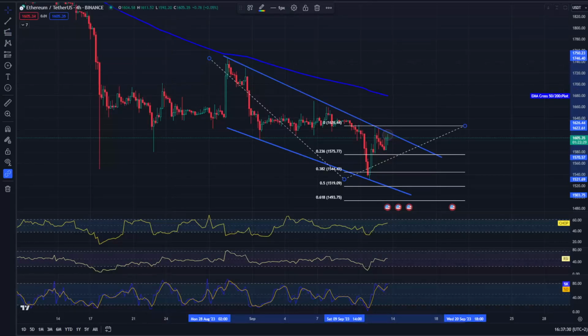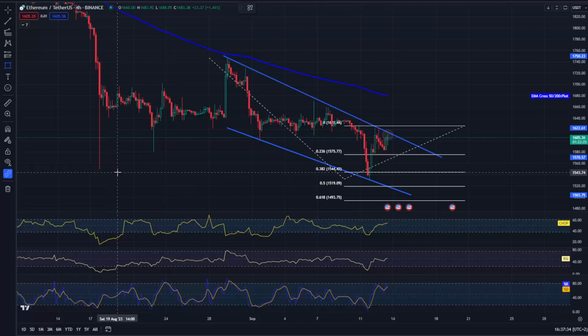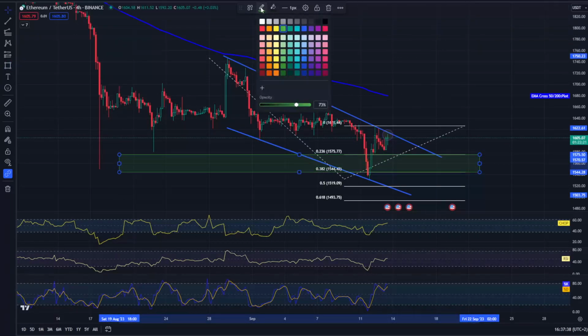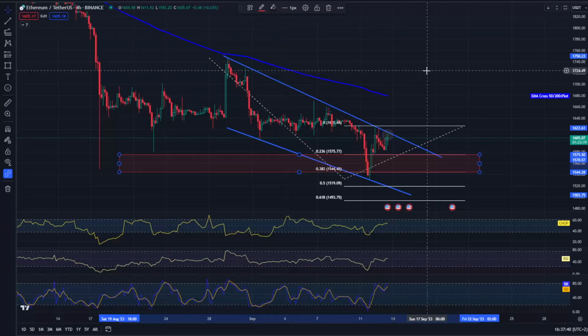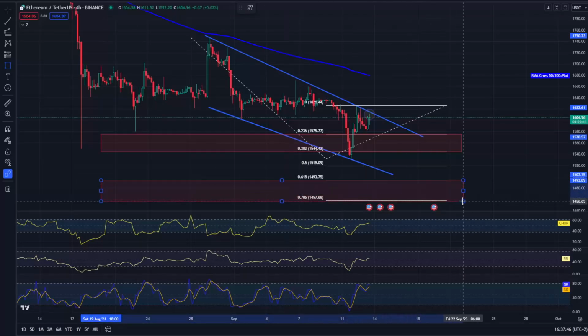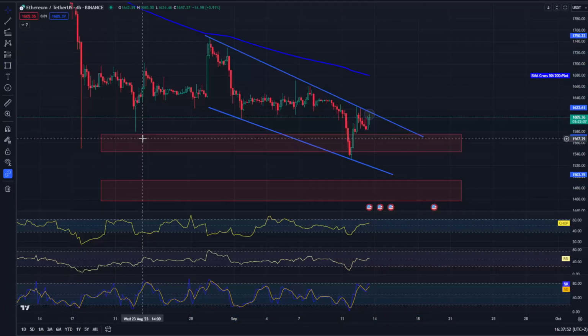We will use the trend-based fib extension tool to mark supports, and as you can see, the first one we have is a support zone from $1,575 to $1,544, which has kept the price from falling further, and then we have a second strong support zone from $1,493 to $1,457.